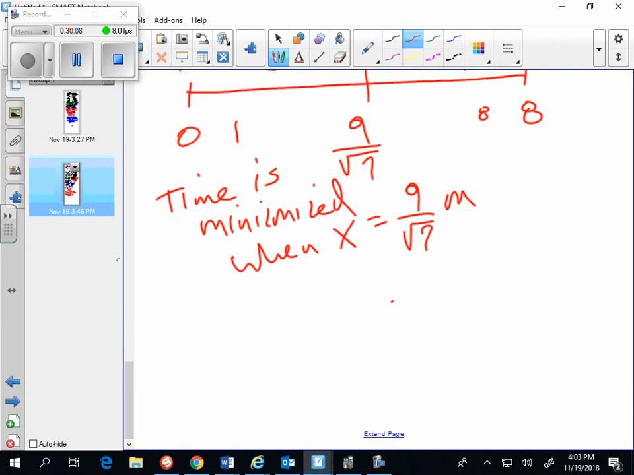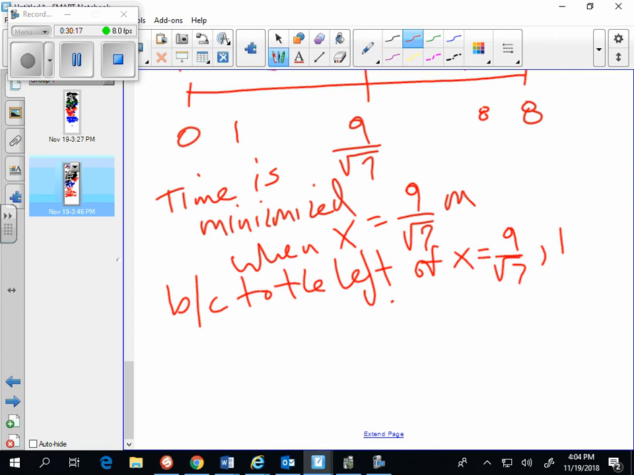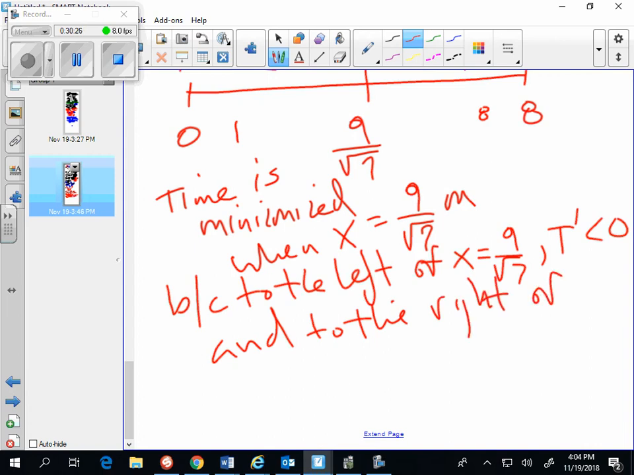And don't forget your justification, because to the left of x equals 9 over root 7, t prime is less than 0, and to the right of x equals 9 over root 7, t prime is greater than 0. Yay, Elvis, the calculus doing dog. Okay, so that's the second problem I have for you today.